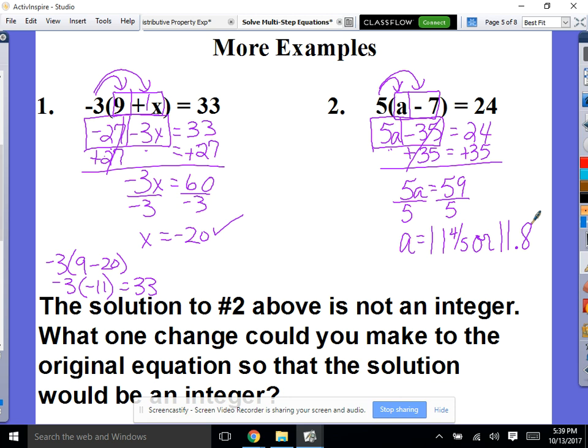Now, a little extra credit for you. The solution to number 2 above is not an integer. It's a rational number.